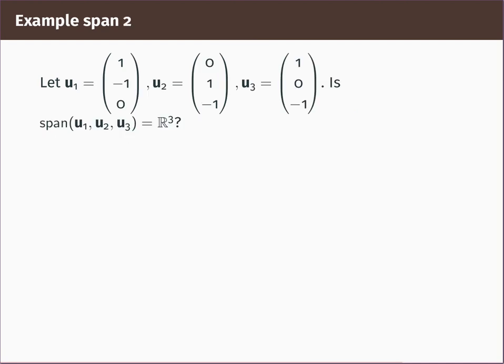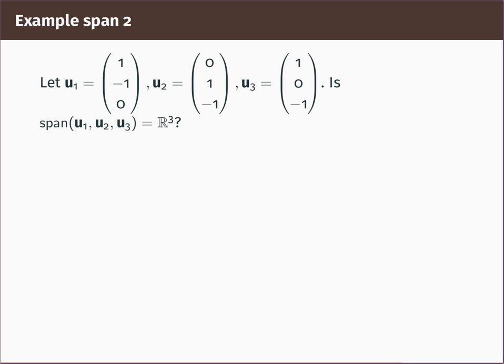So let's move on and look at another example. We'll take u1 to be the vector (1, minus 1, 0), u2 to be (0, 1, minus 1), and u3 to be (1, 0, minus 1). So we might ask the question now, what is the span of u1, u2, u3? Or, alternatively, we could just ask, is it all of R cubed? Let's be content with working that out. So is this span all of R cubed?